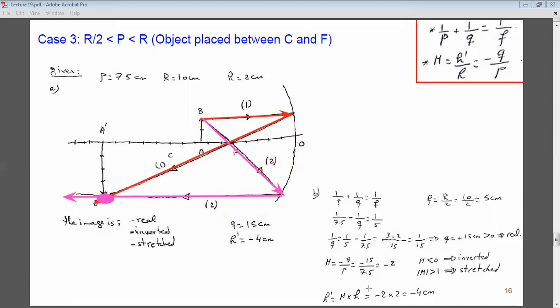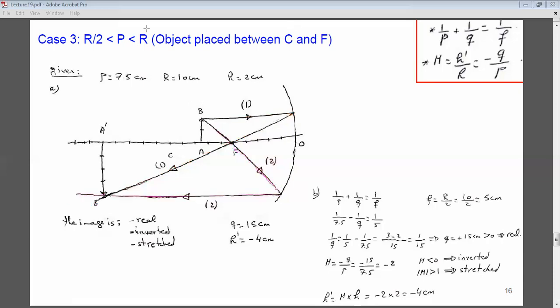If we want to do the calculations, we apply 1 over P plus 1 over Q equals 1 over F. We get Q to be 15 centimeter. Because it's positive, it is real. M is minus Q over P, it is -2. So it is bigger than 1, so it is a stretch. It is negative, implies it's inverted. And H prime is equal M times H. So we get H prime, the image is -4. So this is exactly the things we got over here by just looking at the rays.